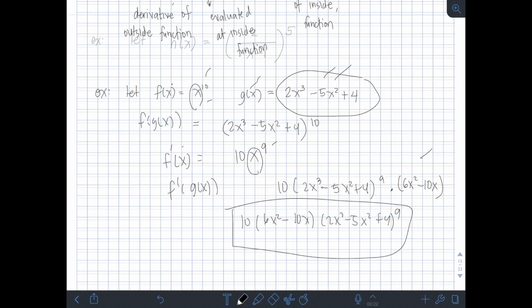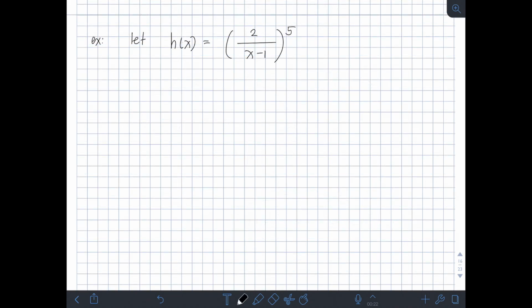Okay? So, another illustration. Now we have h of x equal to (2 over x minus 5) quantity raised to 5. So para ma-apply natin ngayon itong chain rule, pwede natin i-decompose itong h of x as a composite function. So let's say yung f of x natin is itong outside function, let's say x raised to 5, right? Kasi naka-raise sa 5 itong quantity na to.